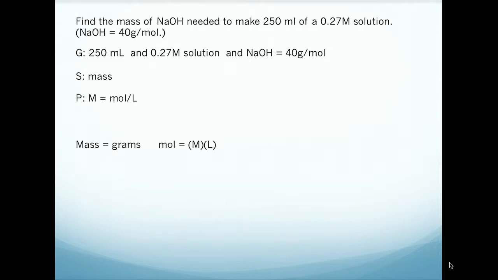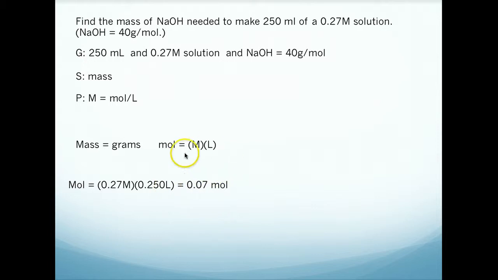Okay, and moles is going to be molarity times liters. Well, so we have our equation, now we plug in. So we use the 0.27 molarity, and when you're plugging in for the liters, we're given 250 milliliters. When we plug this into our equation, we have to convert that to liters, and the way we do that is by dividing by 1,000 milliliters. There's 1,000 milliliters in a liter. So that gives us 0.25 liters.